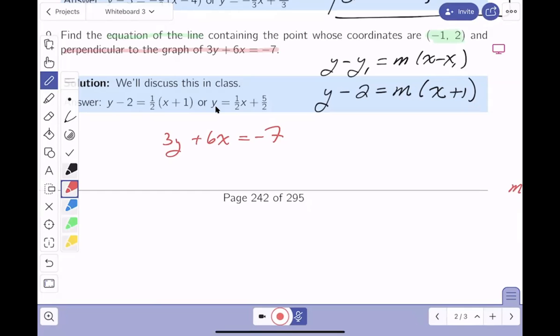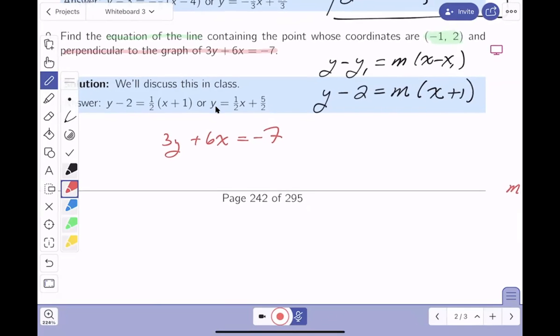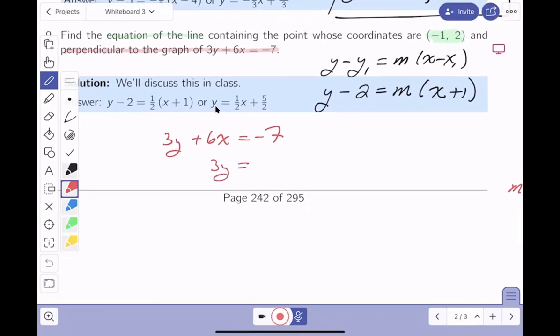I'm going to solve for y, and I'll do that by simply writing down 3y. I'll subtract 6x. In this case, I didn't write it down because I think I'm getting a little better at this. And next thing I'm going to do is divide through by 3. And what would you get? y equals minus 2x. Let's see, minus 7/3, right? So this is the perpendicular line.